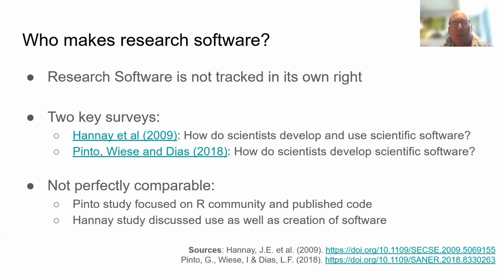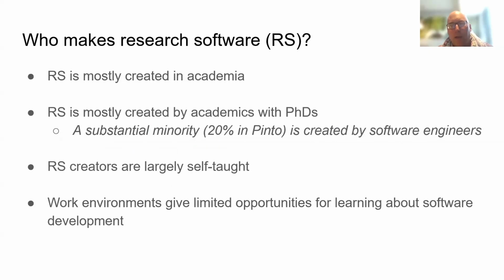And both of these looked at how scientists develop scientific software, but the Pinto one particularly focused on the R community. But what it did, instead of just putting a survey out there and hoping that people find it, it went through CRAN and tried to contact the authors of the packages in CRAN. And what did they find? That research software is mostly created in academia, with minorities created in government and other places. It's mostly created by academics with PhDs or in the process of getting their PhDs. So these are more senior academics.